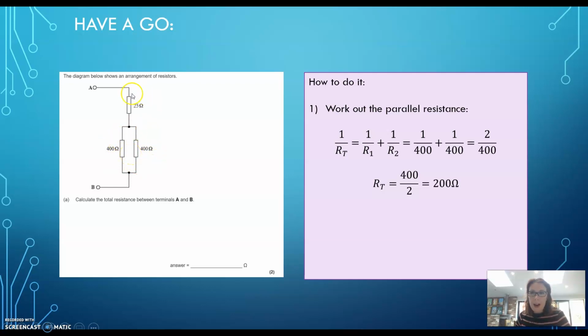Then we've now got this bit, which is in series with these two. So you add them together. So you've got 200 here, and then add it to the 25 here, you get 225.